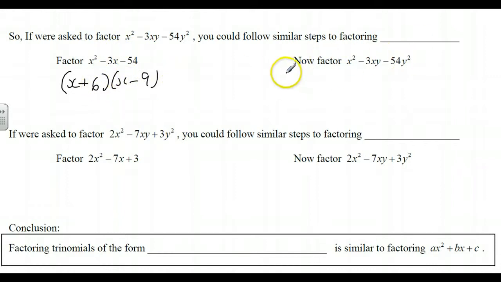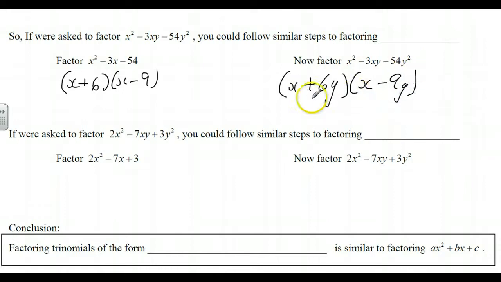Okay, let's factor this. Well, we know it's the same, only we've got this second variable, the y, that we put in there. So if you were asked to factor 2x squared minus 7xy plus 3y squared, you could follow similar steps. You can lose the y. So 2x squared minus 7x plus 3.